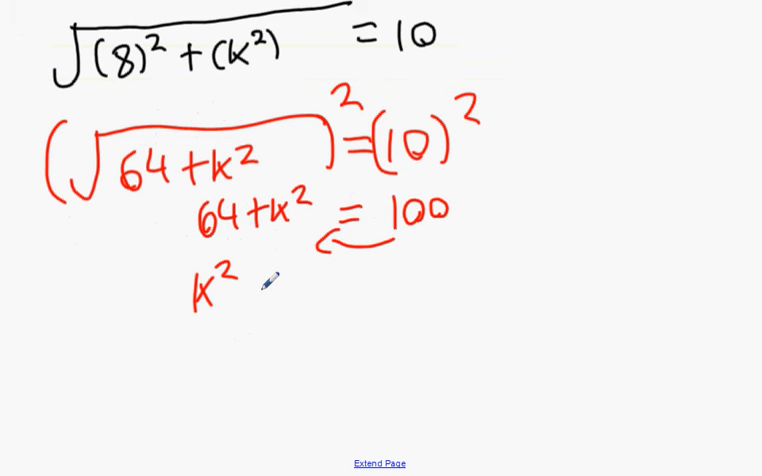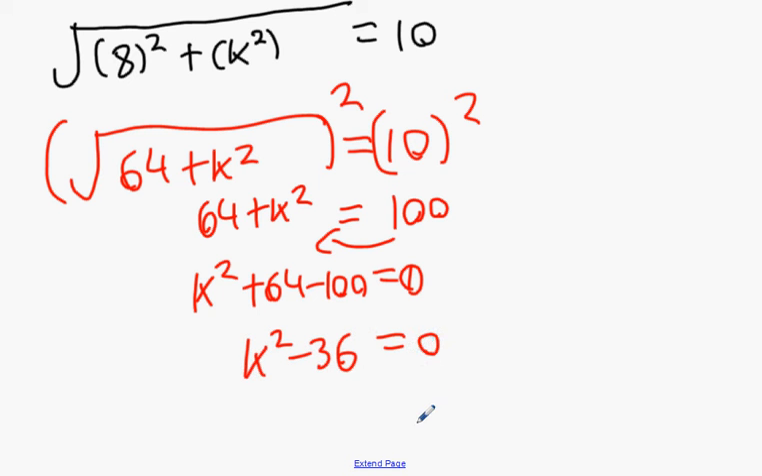I'll do the difference of two squares. 64 minus 100, guys. Minus 36. k squared minus 36 equals 0. Can anybody suggest the next part of that?